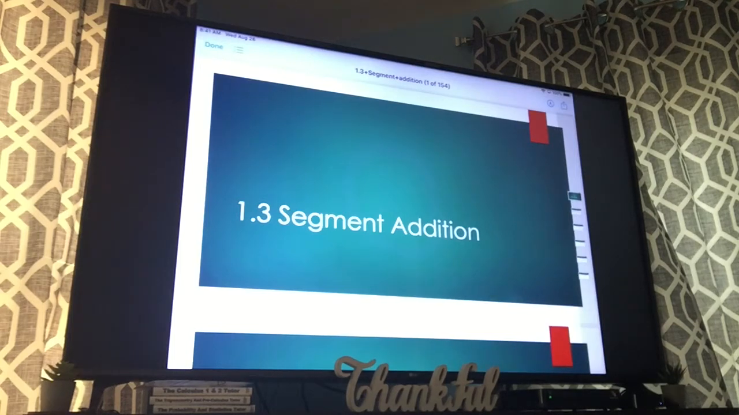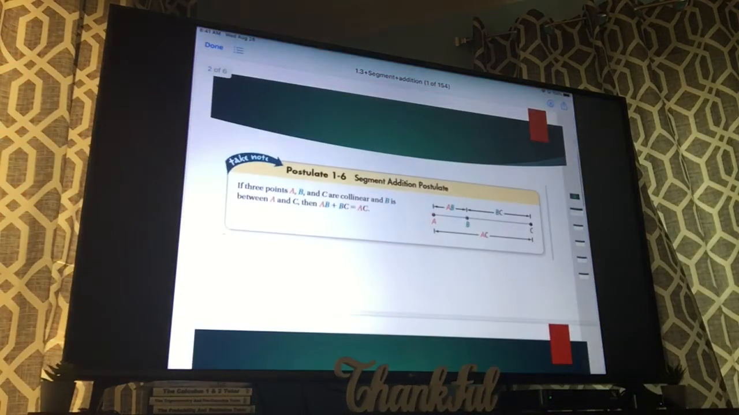Okay, so for a quick reminder, a segment is just a chunk of a line, and it has a numerical value. By that I mean maybe your segment's 10, maybe it's 2, okay? And it's a chunk of a line because a line goes on forever and ever, and a segment does not.